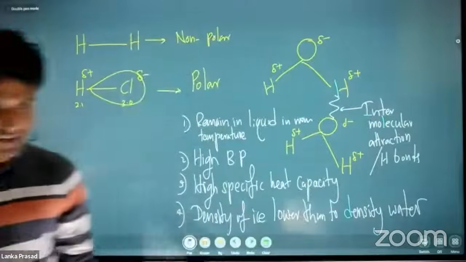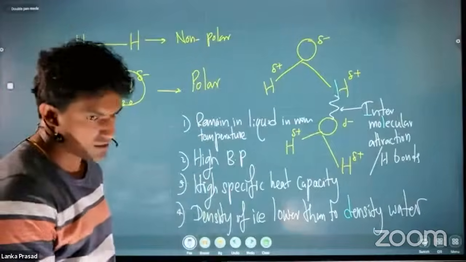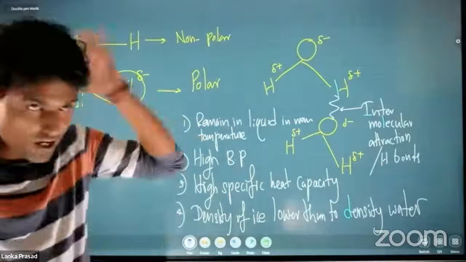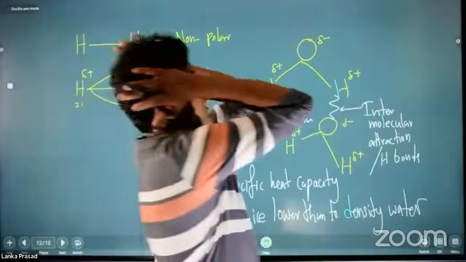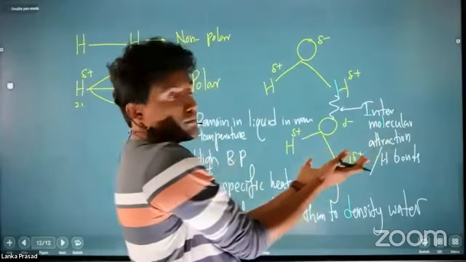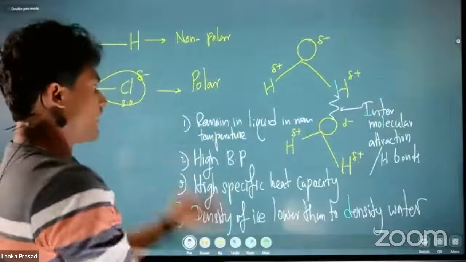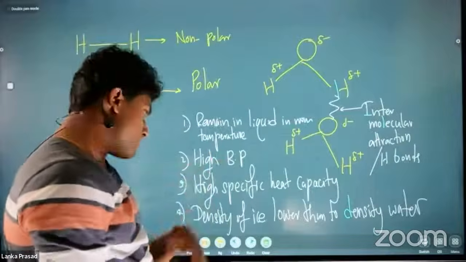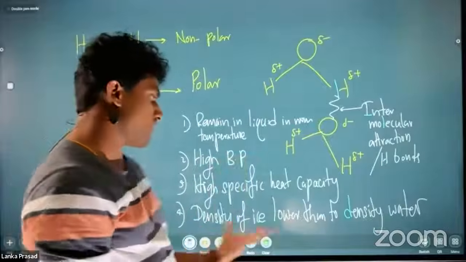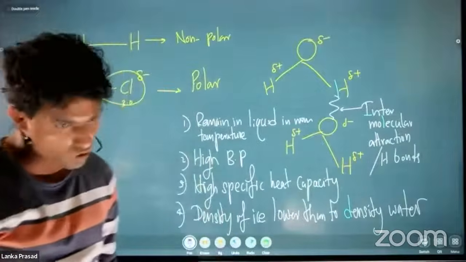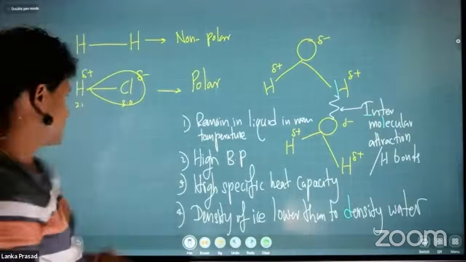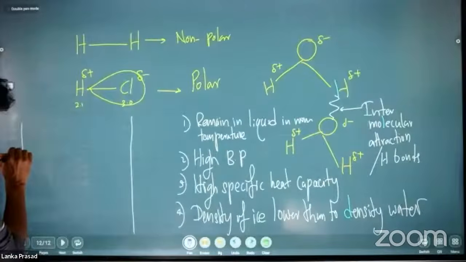Got it? You have to know that. Try to memorize the facts. With the presence of intermolecular attraction, that means H bonds, these are the features of water: remaining in the liquid state, high boiling point, high specific heat capacity, and the density of ice lower than the density of water. You have to know it.